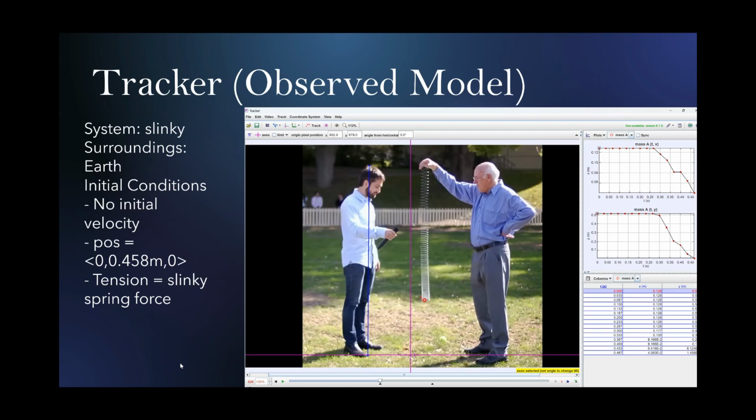So in the tracker, we have our system, which is our slinky, specifically the base. Our surroundings was just Earth and everything else. Our initial conditions: it starts with no initial velocity, its position is half a meter above the ground, and its tension is the slinky pulling on itself. In this video, the slinky will drop down. The base will hover here while the top compresses down at the bottom, and roughly at a quarter second, you can see here it goes into free fall and starts to speed towards the bottom, the floor.